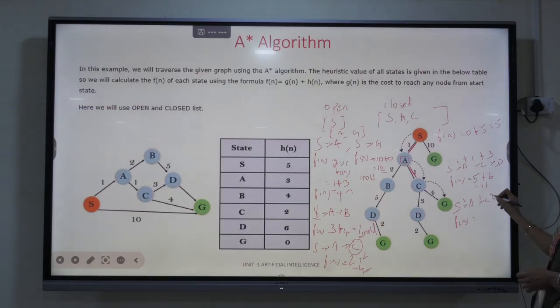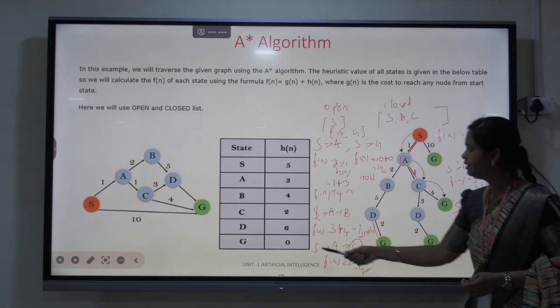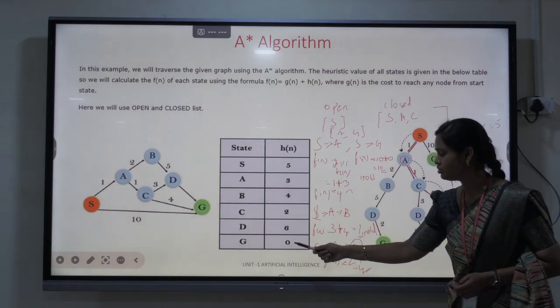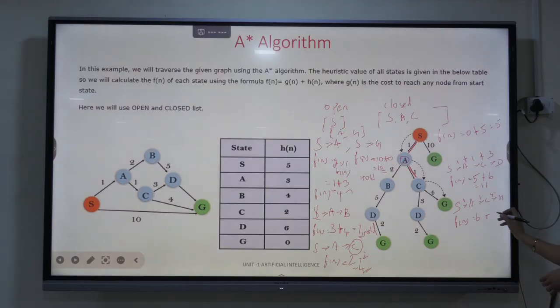Now what is g(n)? g(n) is 1 plus 1 plus 4, which is 6. 6 plus, what is the goal node? What is the estimated cost of that, which is nothing but h(n)? What is h(n)? Which is 0. So 6 plus 0 is going to give 6.